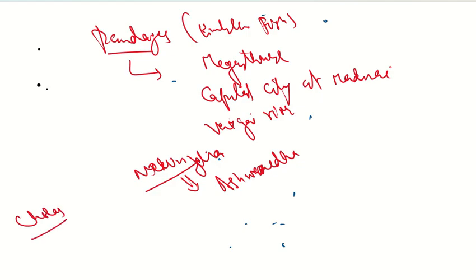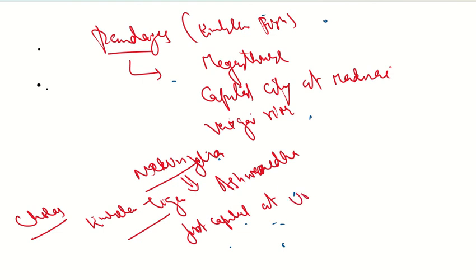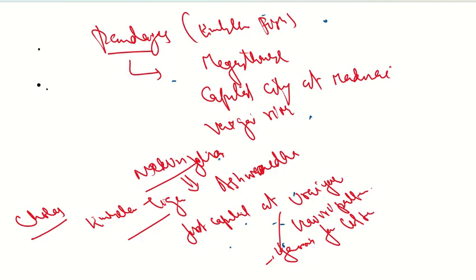Then we have the Cholas. These are the early Cholas. Their emblem is the tiger, and they had two capitals. The first capital was at Uraiyur, and the second capital at Kaveripattinam. Uraiyur is famous for cotton.